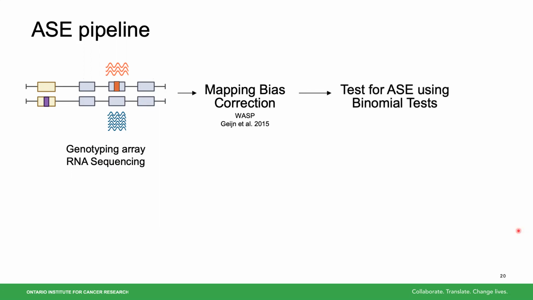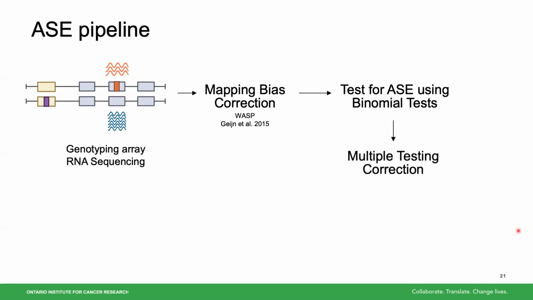We then can test for ASE using binomial tests, and this tests for deviations from 50% using the read counts. So if the read counts for each allele are equal or close to equal, this would be a 50-50 ratio, and this would show that it would be not significant. There's no ASE at this position. But if we have deviations where one read count is much higher than the other, this would test significant with binomial tests and will show evidence of significant ASE.